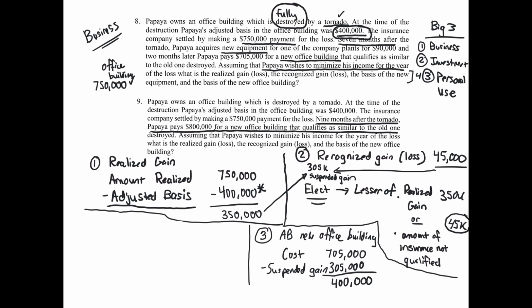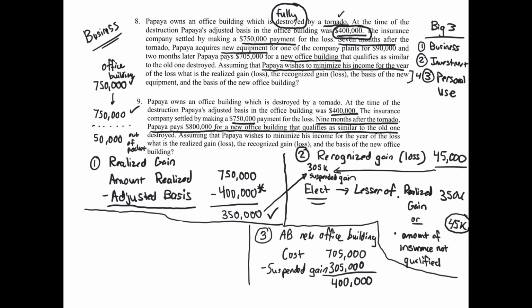So what's going on is all $750,000 is being used on qualifying property. However, Papaya is paying an additional $50,000 out of pocket. Okay? So calculating our realized gain or loss is exactly the same. Look at this. It's still going to be $750,000, right? That's the amount that's received as a result of the tornado, $750,000, from problem 9 minus the basis. Basis is still $400,000. Hey, look at that. The realized gain or loss is still $350,000, just like in problem 8.